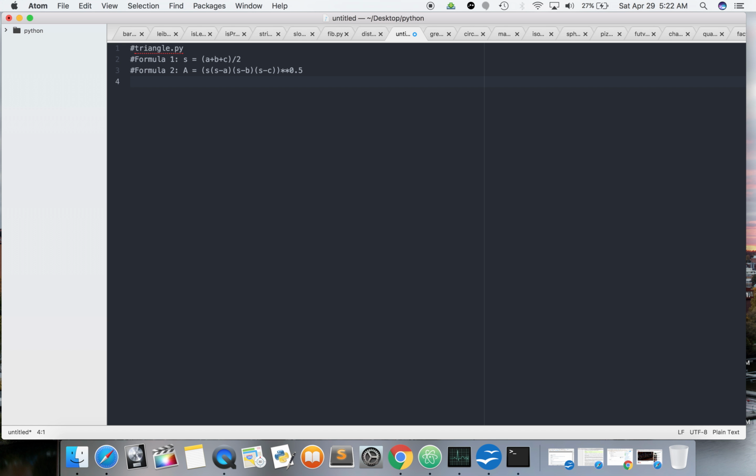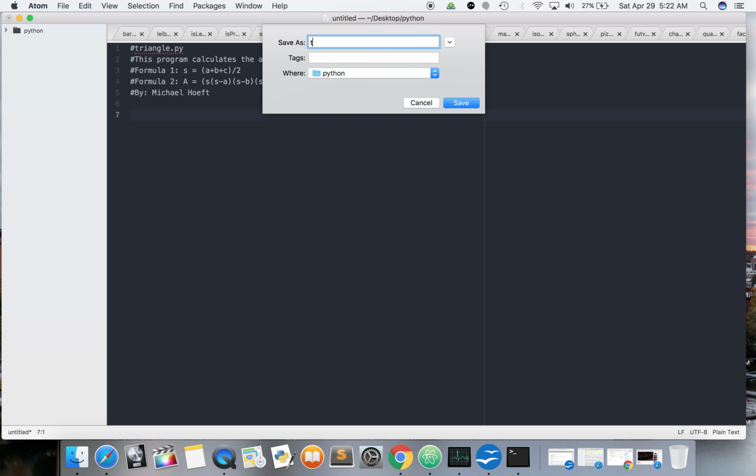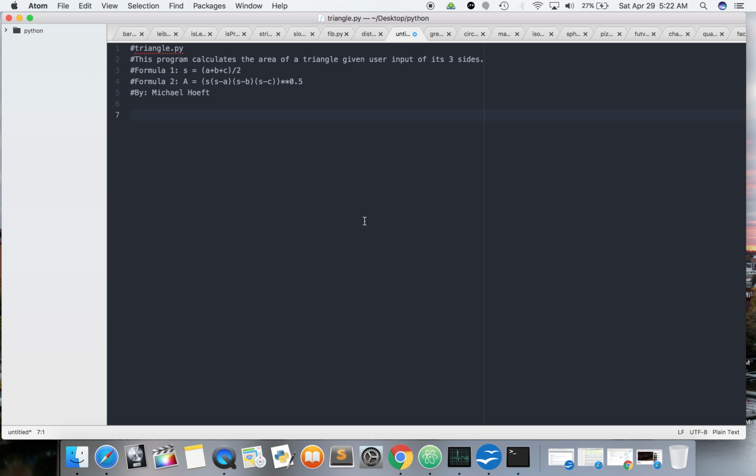Okay. All right, then we'll go here. This program calculates the area of a triangle given user input of its 3 sides. Okay.